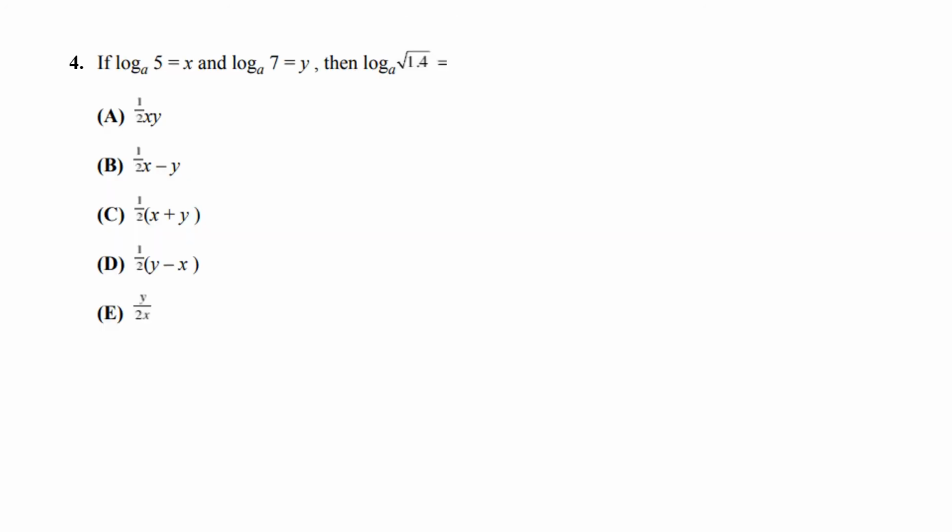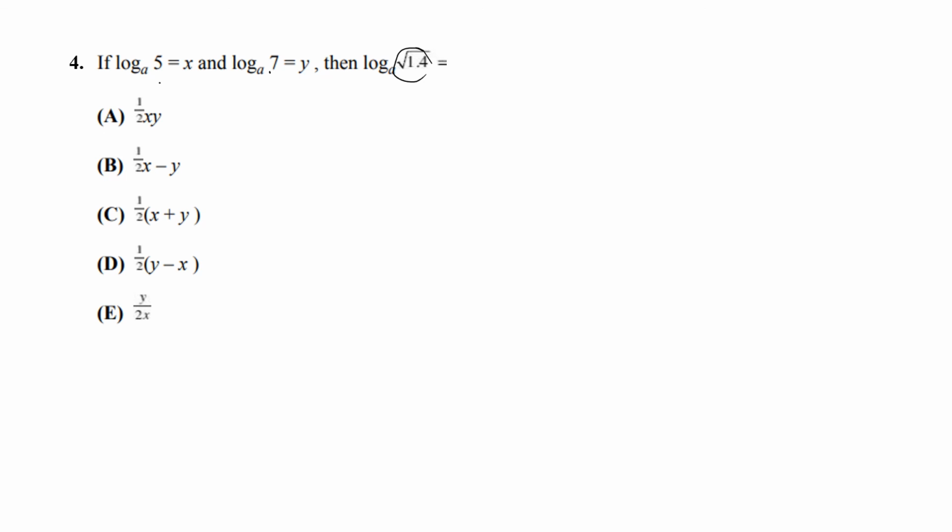All right, so let's see if we can start applying some of these algebraic and function concepts to a couple of practice questions. So here's the first one. If log base a of 5 is equal to x, and log base a of 7 is equal to y, then log base a of the square root of 1.4 equals. So what's very interesting here is, where did this 1.4 come from, right? We have 7, we have 5, how did this 1.4 get here?